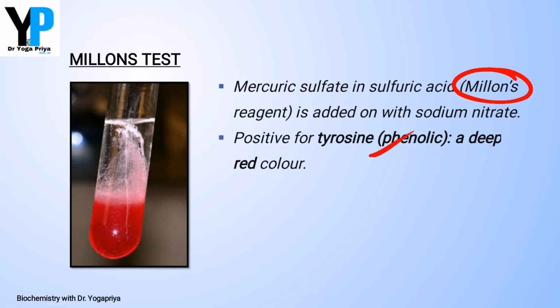After that we have to add 1% sodium nitrite to the test tube. So what happens is, you can see here a deep red color is formed, which indicates a positive result. This can be given only by the phenol group containing amino acid, that is tyrosine, or tyrosine containing proteins. The color that is formed is mainly due to the formation of mercury phenolate ion with sulfonated phenol radical in the tyrosine.